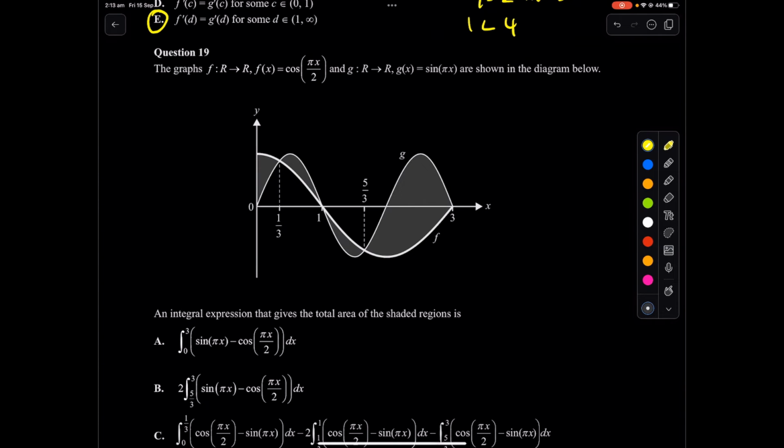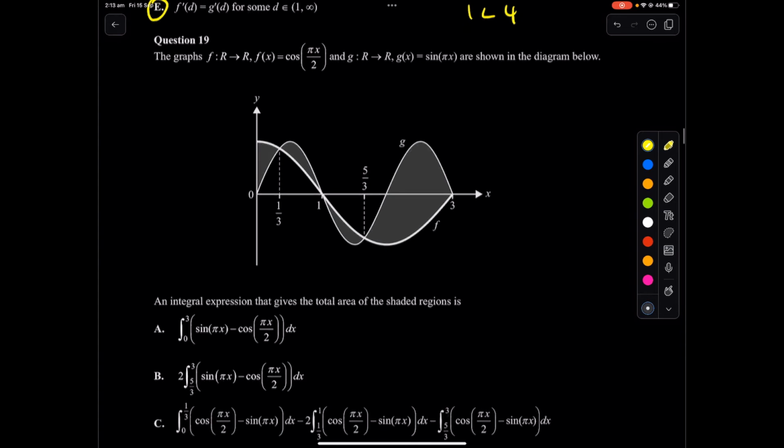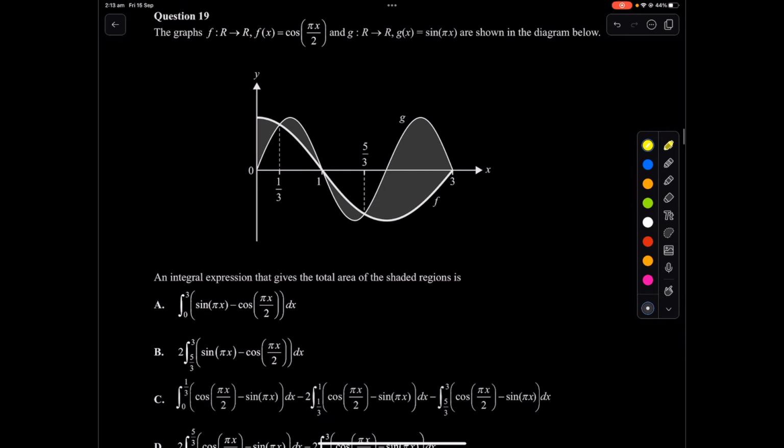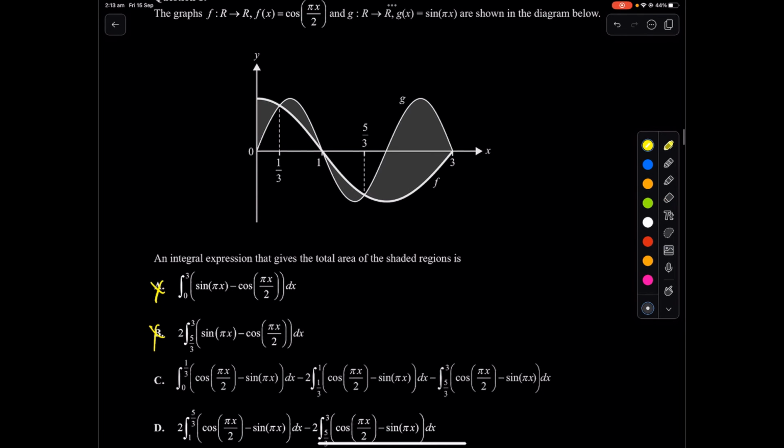The graph of f of x, this, and g of x, this, is shown on the diagram. The integral expression that gives the total area of the shaded region is what? Okay, let's look at the first one. 0 to 3, absolutely not. B says 5 to 3, no, that's not complete. Next one. Okay, so it's 0 to 1/3, cos x, yes, the upper function's cos x minus sine x.